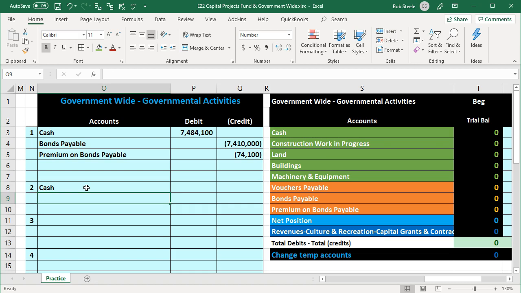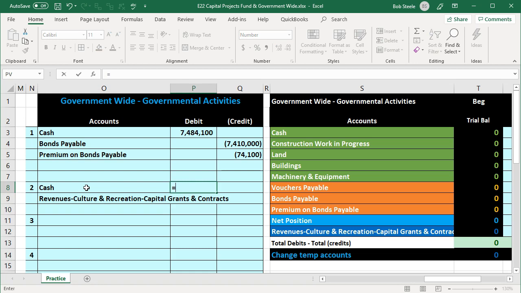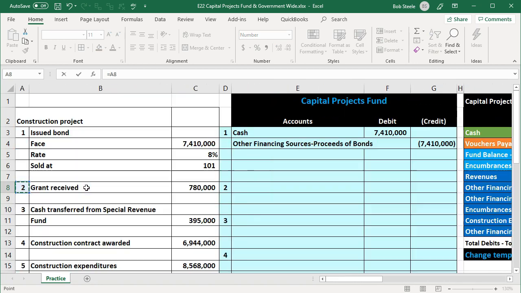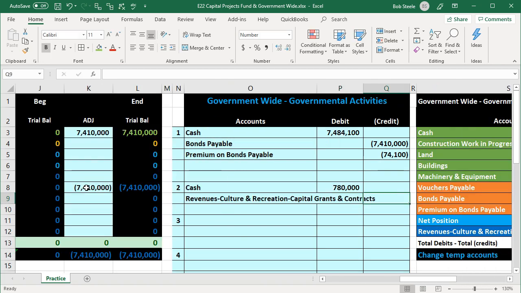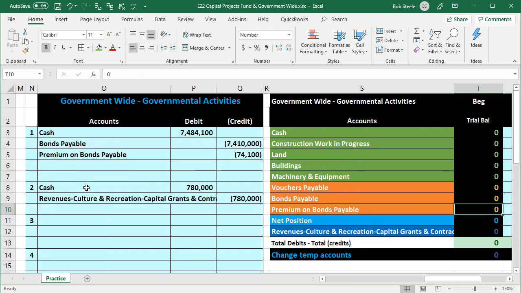The other side is going to be some type of revenue account. So here's the revenue account. And the amount is going to be in cell P8. I'm going to say equals and pull this from our data, at the 780. Then we're going to credit the same amount. And there we have it. We can post this out.